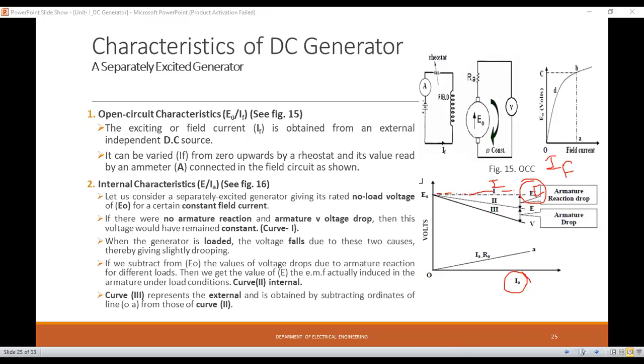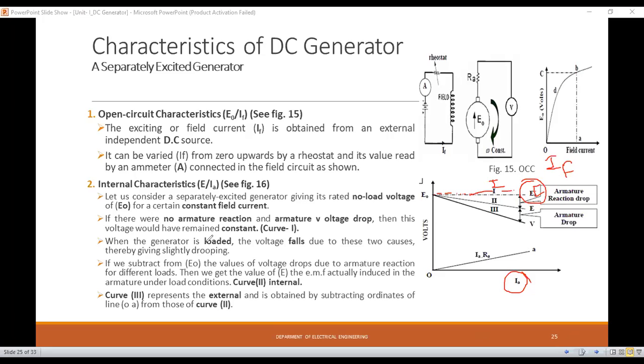Armature voltage drop आणि armature reaction drop ज्यावेळेस consider केलेला नाहीये at that situation ची characteristics or curve. Okay, now when the generator is loaded, this is the no load condition characteristics. That means at no load condition, when the field current of the machine is constant, the voltage of the separately excited generator is at a constant value. ते काय असेल? Constant value असेल. So this will be shown by this dotted line E0, or this graph E.